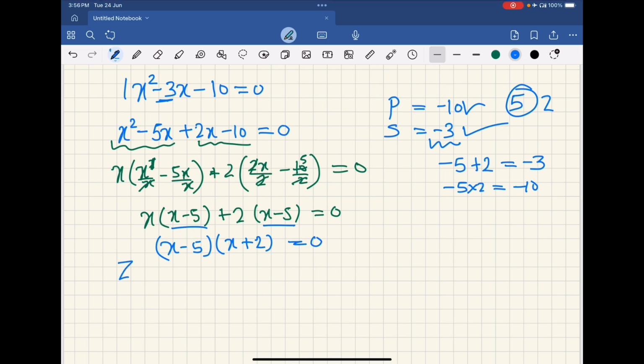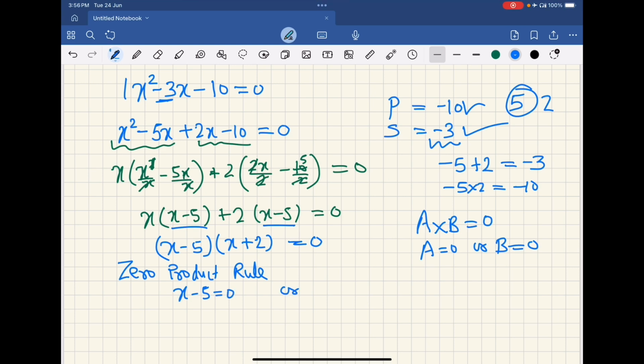Now we will use zero product rule. Okay, zero product rule. What is that rule? It says if a into b is 0, that means either a is 0 or b is 0. या both भी 0 हो सकते हैं. Okay, so that is what we will use. So we will say either x minus 5 is 0 or x plus 2 is 0.